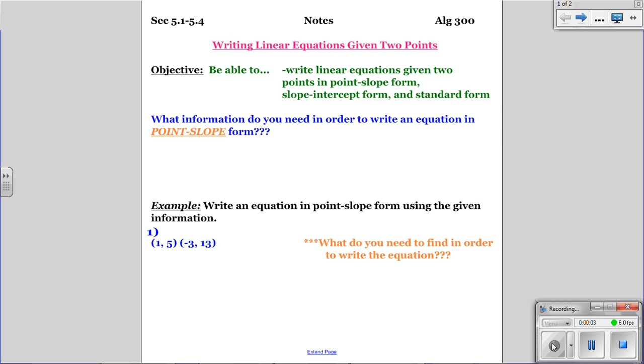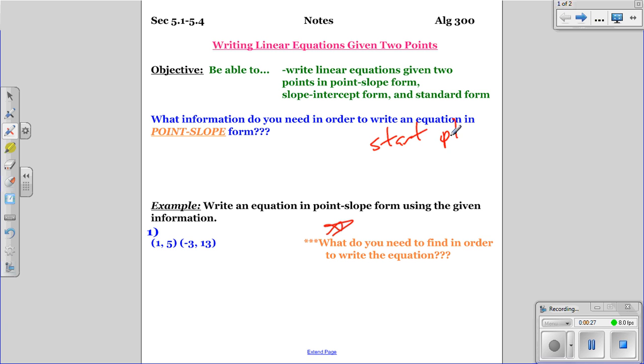Right, this video is dedicated to writing an equation of a line where you are given 2 points. Now, the two things to remember here is you need this information in order to write a line. Let's start right here. What do we need in order to write an equation? We need a starting point, and you need a direction.